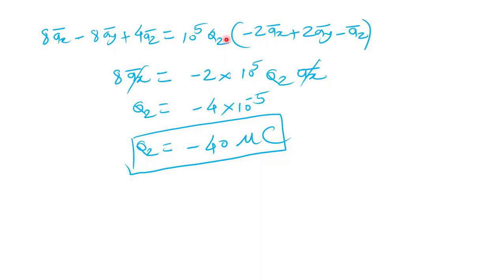And how to simplify this? You can equate any component, either the X component, Y component or Z component. You can consider any one component from both sides. If I consider the X component, then 8ax bar must be equal to minus 2 into 10 raised to 5 into Q2 ax bar. So ax bar will get cancelled, and if I simplify this, I will get Q2 equal to minus 4 into 10 raised to minus 5. Now Q1 is given in microcoulomb, therefore if I want to represent this Q2 in microcoulomb, it will become Q2 is equal to minus 40 microcoulomb.